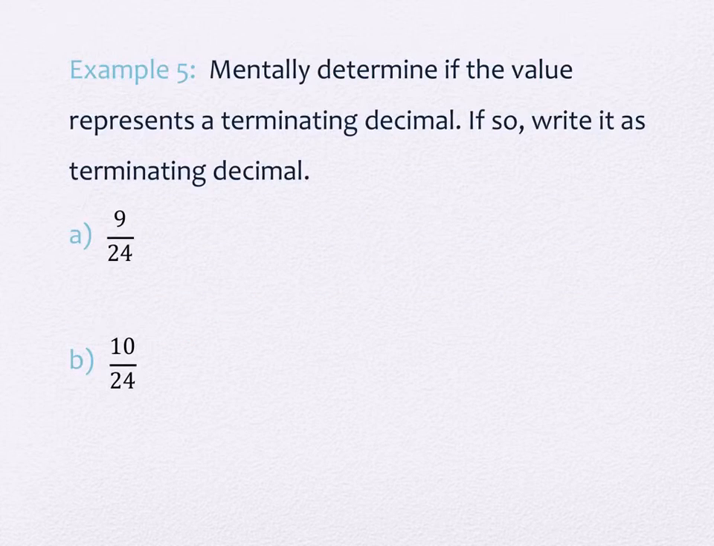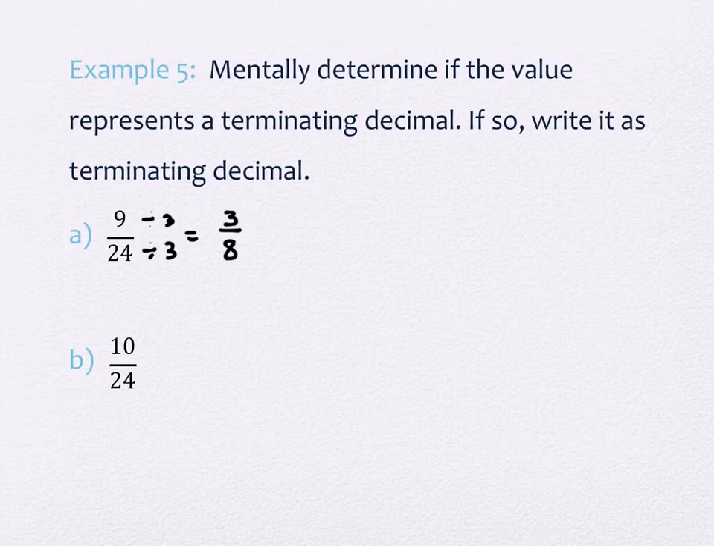So I'd like for you to take a look. The first thing you had to do is to do what? Reduce. So 9 and 24, is that able to be reduced? Yes. What would I have to divide both 9 and 24 by to reduce it? 3. All right, so if I divide each of those numbers by 3, what do I get? 3 over 8. Fantastic.